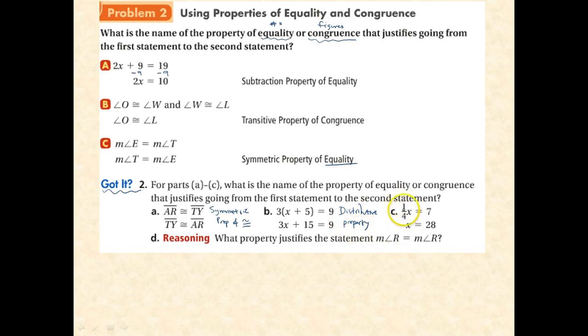And then how would we possibly get from 1/4 x equals 7 to x equals 28? Well, one way we could get there is by multiplying both sides by 4. 4 times a fourth is just 1, so that's 1x. 7 times 4 is 28. So this was the multiplication property of equality, because we're doing numbers here.